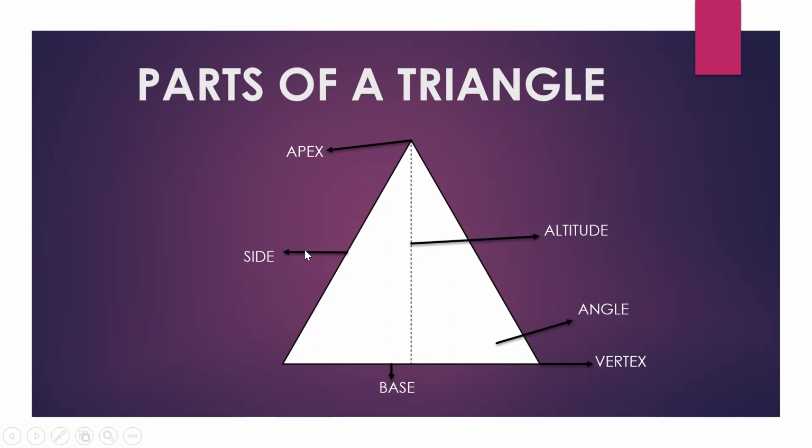Likewise, the side, I only label one side, but we know there are 3 sides. Now the base is also considered as a side, right? Please note that the base is also considered as a side. Then we have the vertex, right? The point where the 2 lines meet. And there are 3 of them.